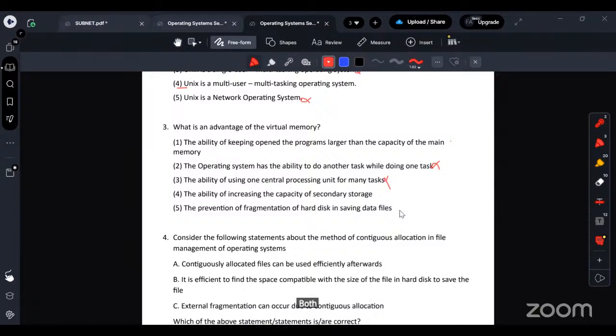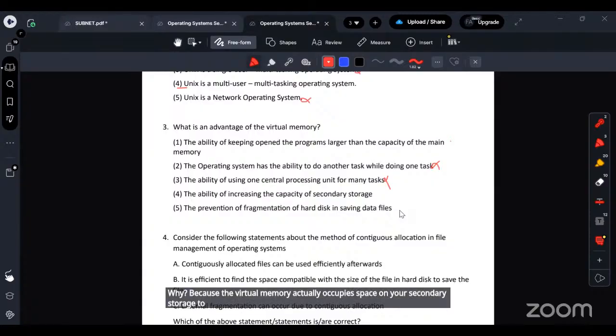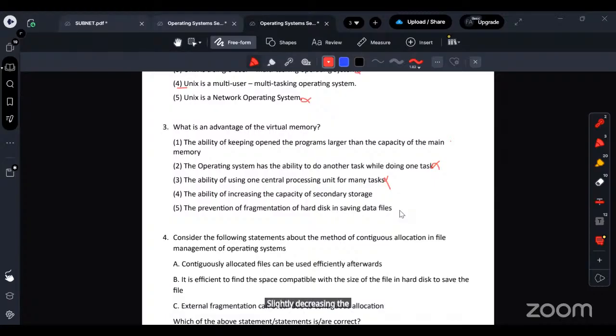Fourth, the ability of increasing the capacity of secondary storage. This is wrong. Why? Because virtual memory actually occupies space on your secondary storage to act as a swap file, slightly decreasing the available space for your files. So it doesn't increase the capacity of secondary storage. In case you didn't understand any explanation, let me know.